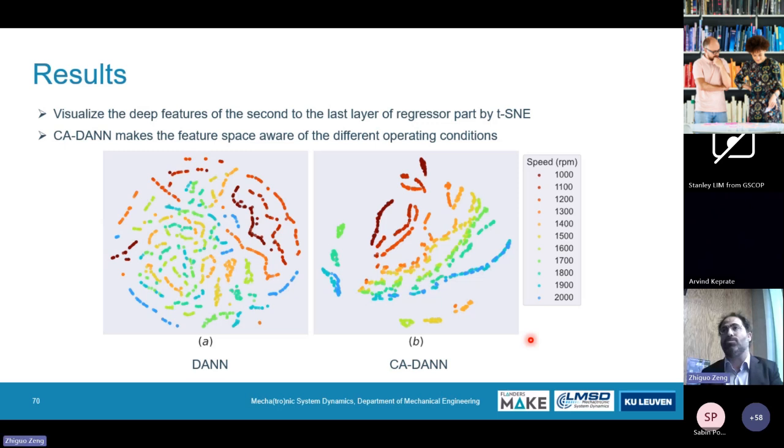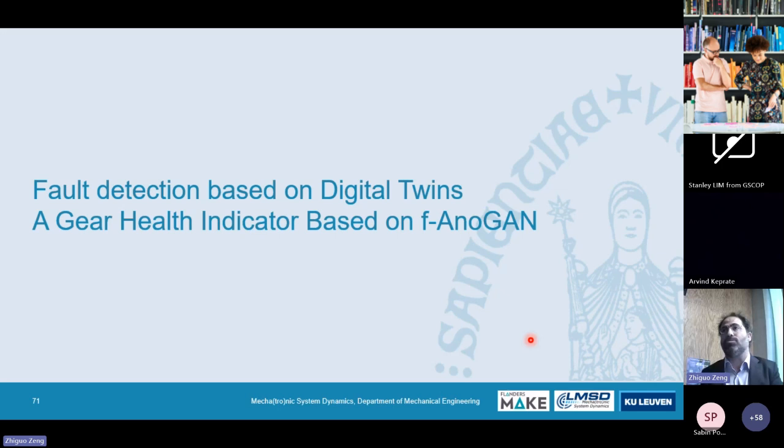And then I would like to go to the final point, which is another way of building the digital twin.